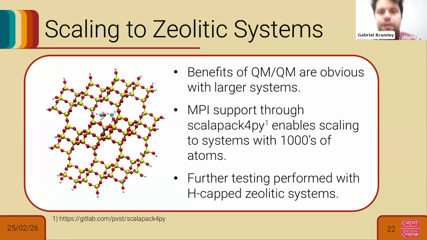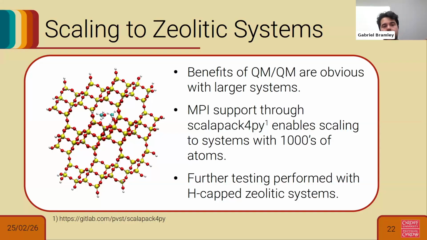So we've gone through these toy systems. That's all great, that's all well and good, but they're not really where the strengths of QMMM are the most obvious. So what I want to show you in the last 10 minutes of the talk is the advances we've made in introducing infrastructure to make EmbASI a bit more scalable. And this includes MPI support and Scalapack support for some of the linear algebra machinery that operates within EmbASI.